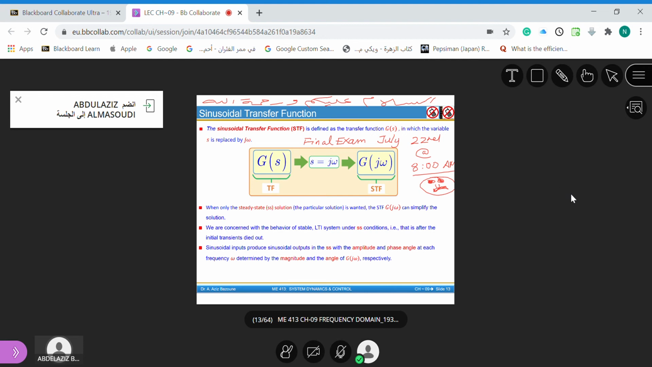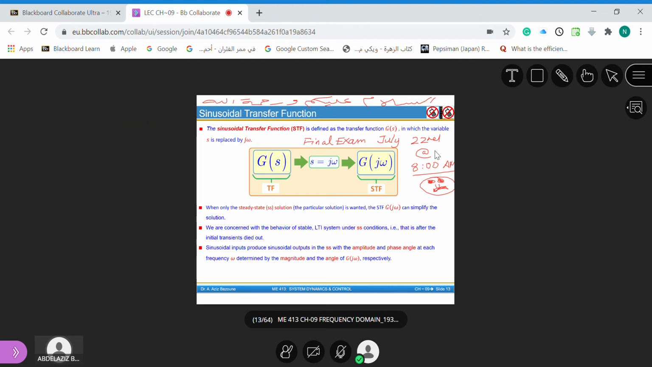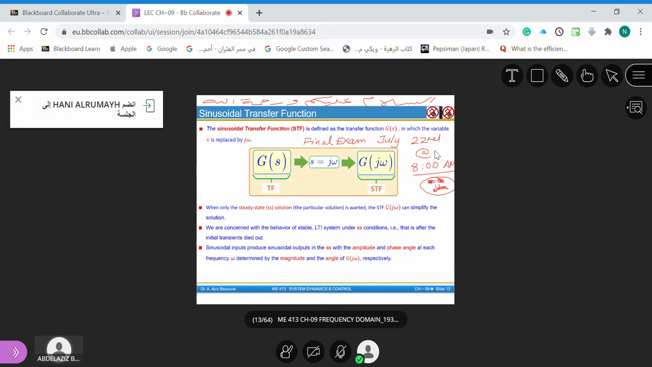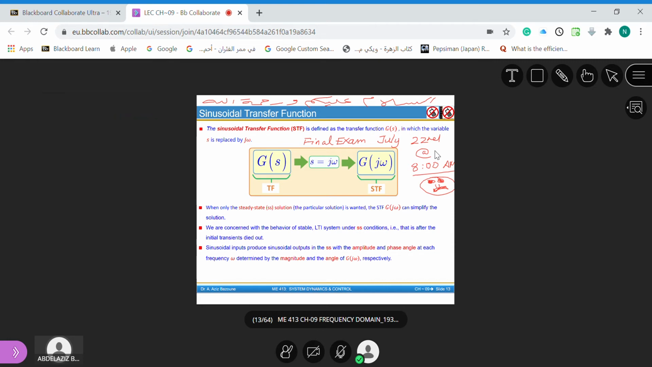Magnitude of vibration, and they will have the same frequency. Now we will talk about what is a sinusoidal transfer function. The sinusoidal transfer function is usually written like this, G(jω). It is nothing but the same transfer function, except you substitute s = jω. As simple as that. When you substitute s = jω, it will be the sinusoidal transfer function.